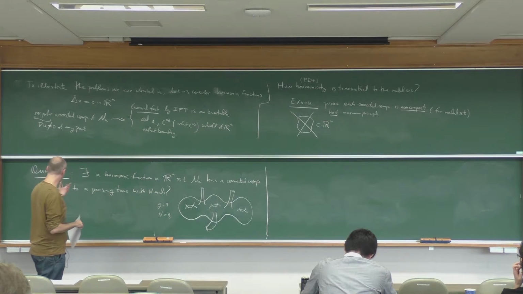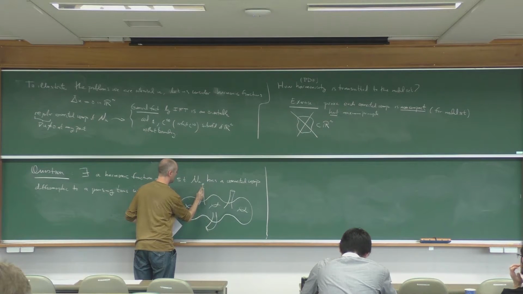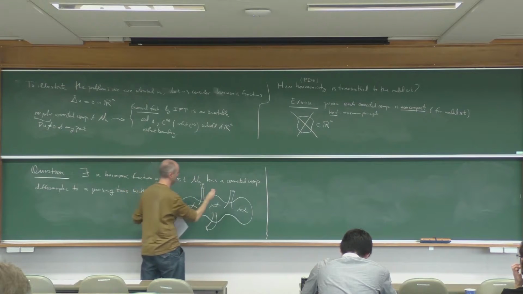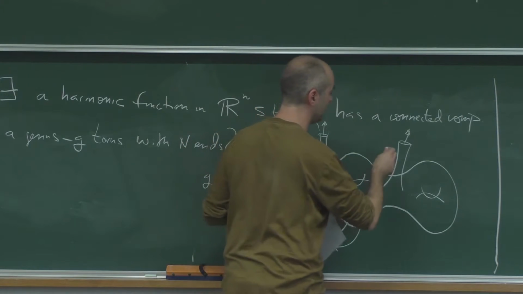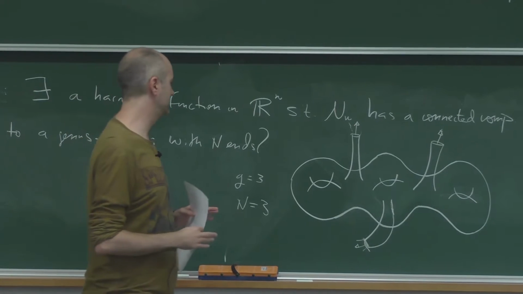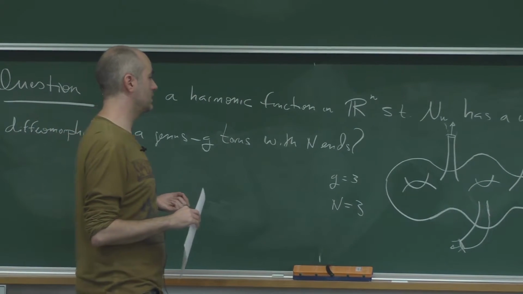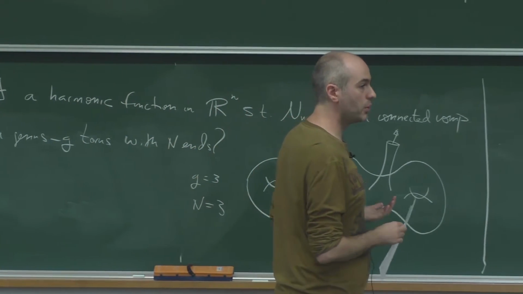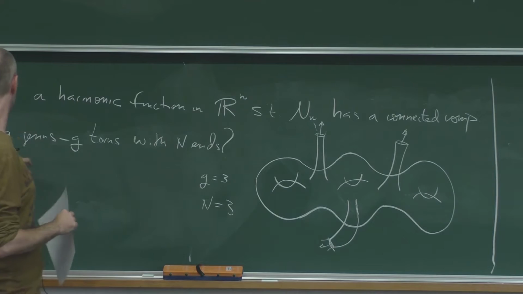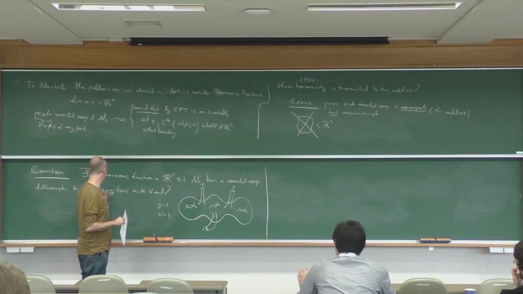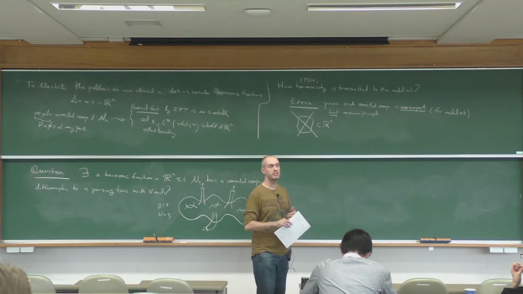So the question is, does there exist, and this has no boundary. By this I mean that this goes to infinity. This is an embedded property in Euclidean space. It has no boundary. So the question is, does there exist a harmonic function whose zero set has a component which is this object here? This is the problem in a more general context, not only 3, but genus g and n ends.